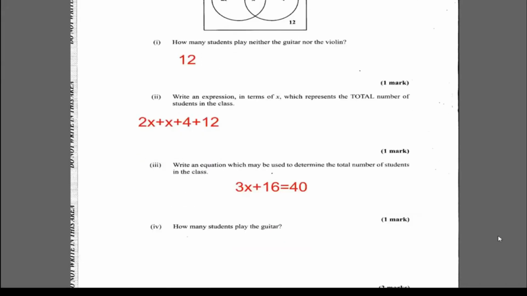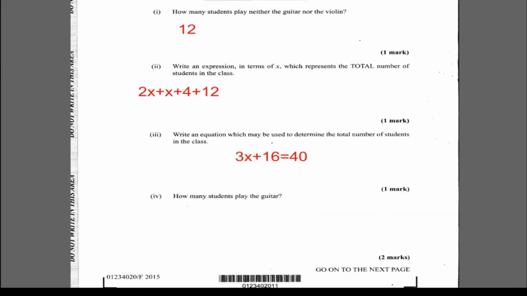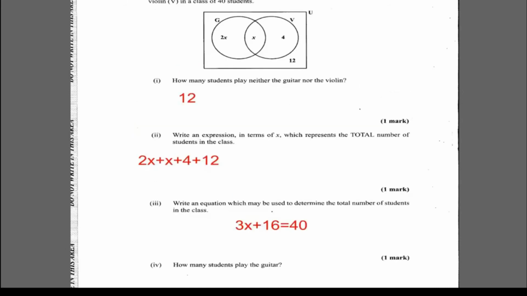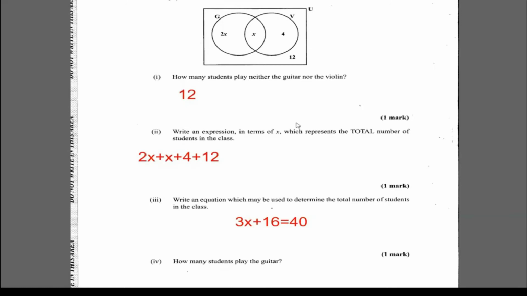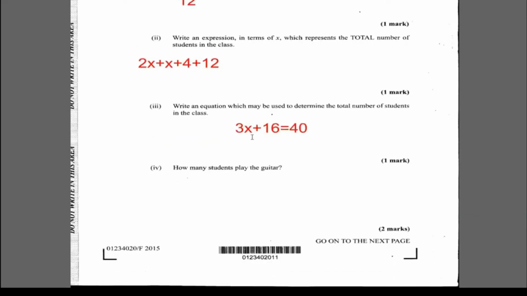Then it says now how many students play guitar. No, it didn't say how many students play guitar only. It says how many students play guitar. 3x students play guitar, so we need to find what is 3x. So 3x is equal to 40 minus 16, which is equal to 24. So 24 students play guitar. All right, I'll finish with that question.